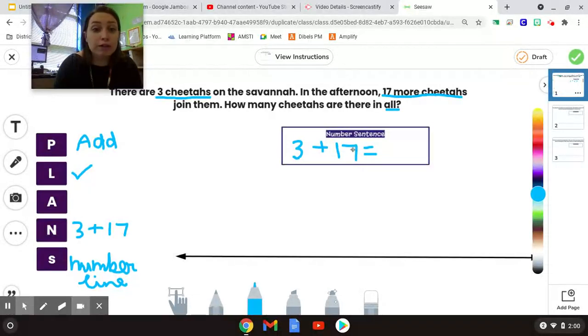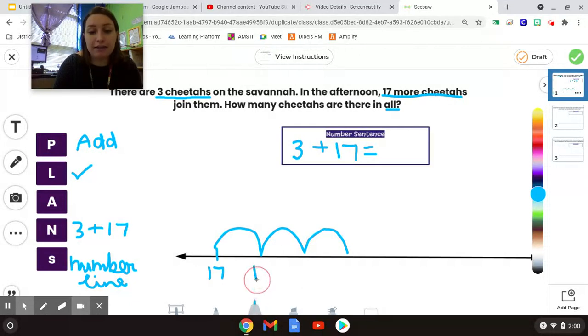So now I'm going to show this on the number line. I'll start with the number 17. I'm going to start with my larger number. Remember, I'm on this end because I'm adding, so my number is getting bigger. I'll add my 3 units. 1, 2, 3. Fill those in.